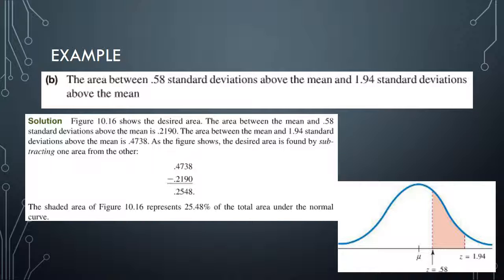Okay, again, putting this into your normal CDF should be pretty easy. You're just going to select normal CDF. You're going to put in 0.58, then a comma, and then 1.94. And that's going to give you 0.2548 rounded, so 25.48%.